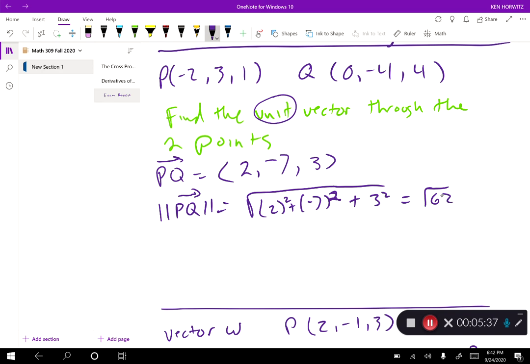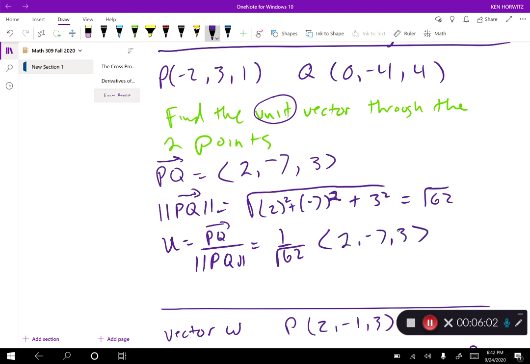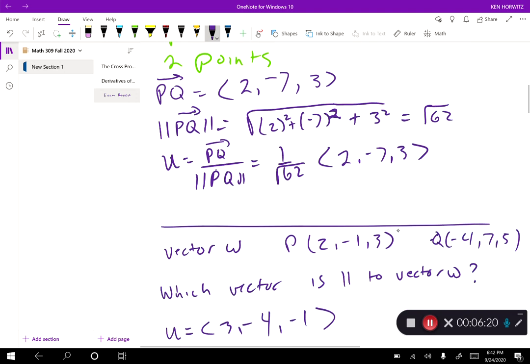So now to get my unit vector, it's going to equal PQ over the magnitude of PQ. So that's 1 over the square root of 62, times 2, -7, 3. And you could leave it like that. Some people will distribute, some will even rationalize the denominator. I'm okay if you left it like that. All right, let's take a look at the next one.